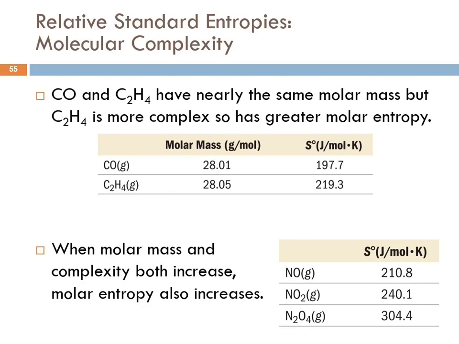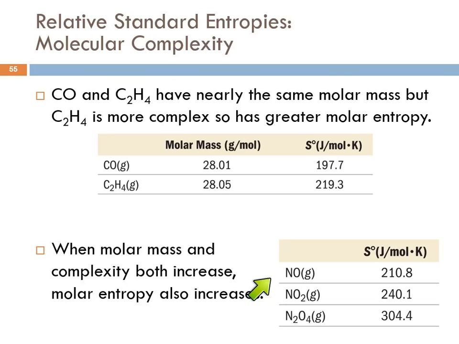If we look at carbon monoxide and ethene, their molar masses are virtually identical. Their standard molar entropies are not. Why? Well, here we've got 2 atoms, and then we've got 6 atoms. Greater molecular complexity.